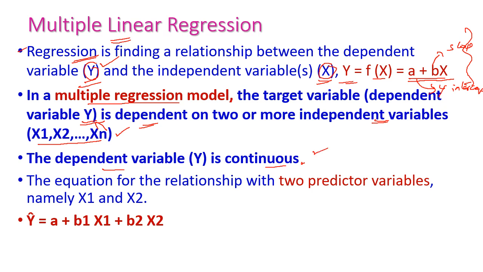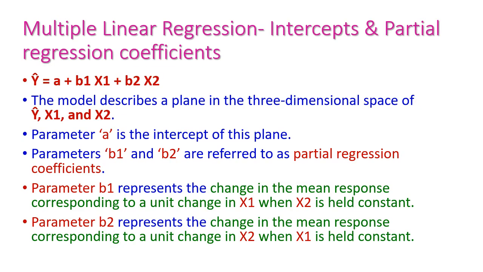Now the equation for the relationship with two predictor variables, that is we are having two x values, x1 and x2. y cap means we need to predict the value of y, right? y cap equal to a plus b1 x1 plus b2 x2. So this is the equation for the relationship with two predictor variables for multiple linear regression. Let us see what is a, b1 and b2. In this equation, a is nothing but the intercept and b1, b2 are the partial regression coefficients.